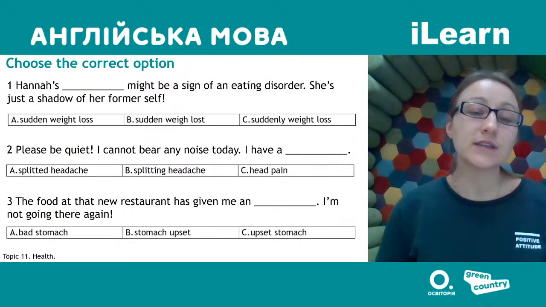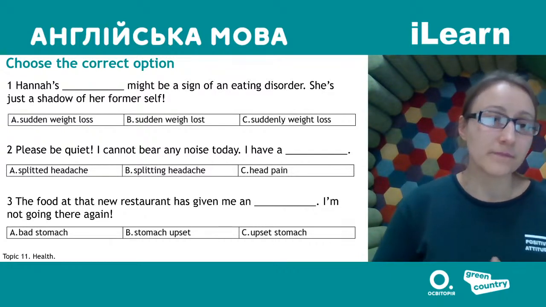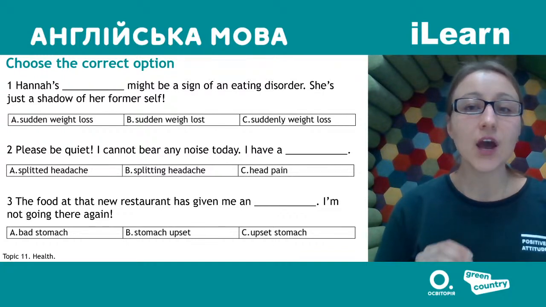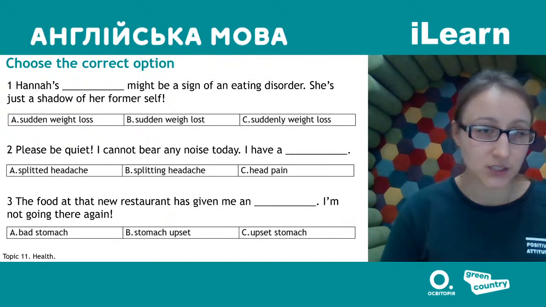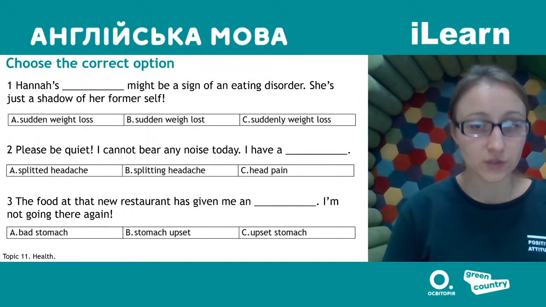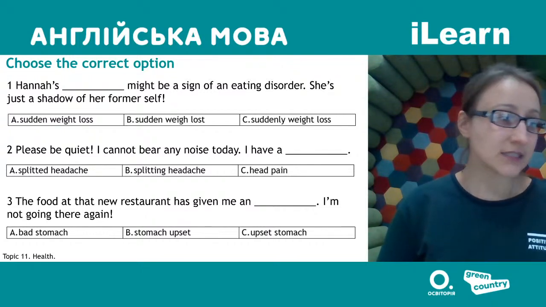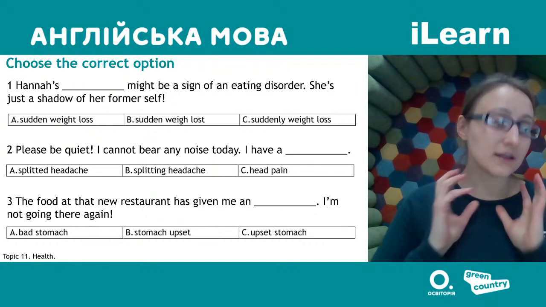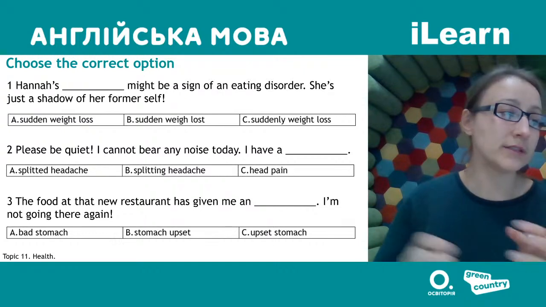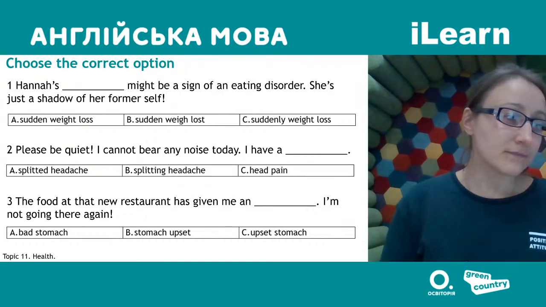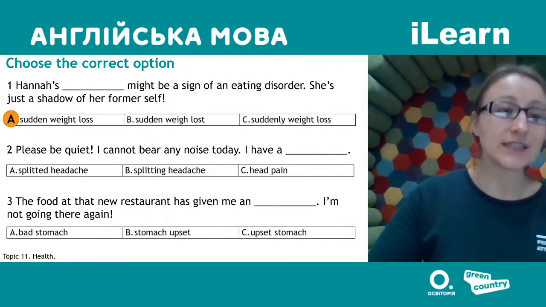So let's try to put these collocations into the sentences. So let's look at number 1. Hannah's might be a sign of an eating disorder. So we have sudden weight loss, or suddenly weight loss. So which variant is correct? What is tonsils? Tonsils – це миндалини. So they might be swollen. Вони інколи набрякають, and we call them swollen tonsils. Okay, that's right. A is correct.